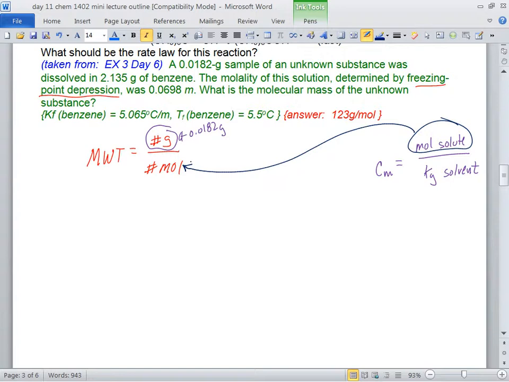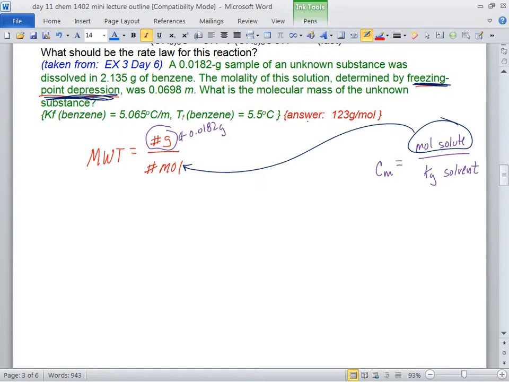Now, how do you know to jump here, though? For me, I might have jumped right to this guy. But if you've worked problems before, it's a little more insightful to jump to molality. It makes the Cm equation make sense. That means you got to know kilograms of solvent and Cm. Do we know one of those? Which one do we know? We know kg. It's just in the wrong units. Yeah, it's grams. The 2.135 grams of benzene.